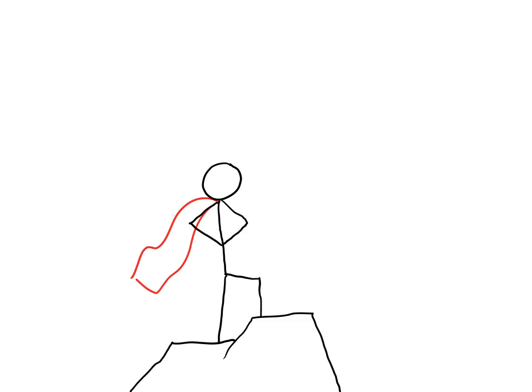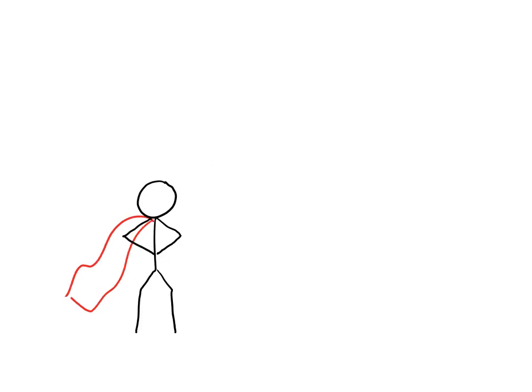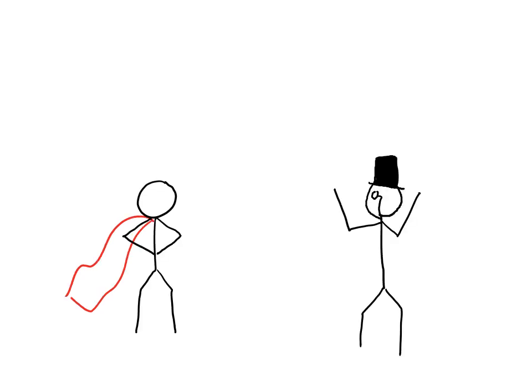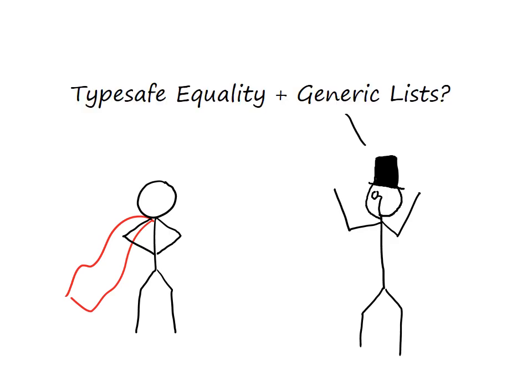Now, I want to tell you a story. It is the story of a young researcher. Our hero had some friends in industry who came to him with a problem. They wanted type-safe equality on generic lists. Now, what is the problem here?